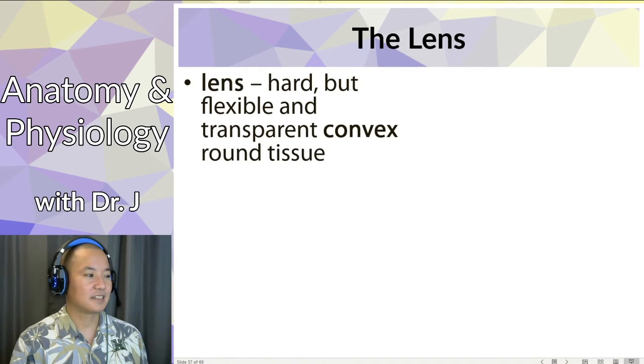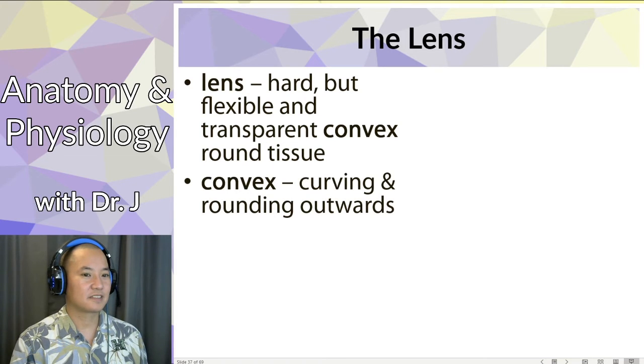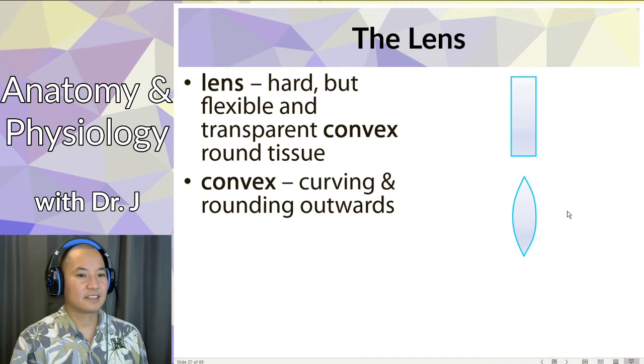Okay, we talked about the lens, and we talked about what convex is. So again, convex means bulging outwards, right? So what would a completely flat lens look like?